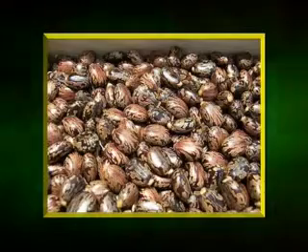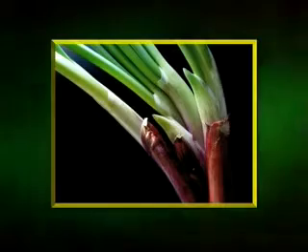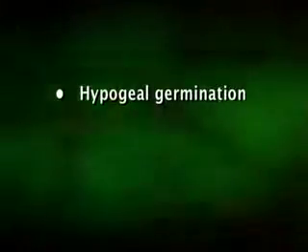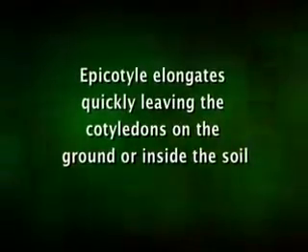Seed germination is usually of two types, epigeal germination and hypogeal germination. When the hypocotyl elongates quickly, bringing the cotyledons in the air, the germination is said to be epigeal. Epigeal germination is seen in many dicots, for example, castor, tamarind, gourds, and rarely in monocots, for example, onion. In hypogeal germination, the epicotyl elongates quickly, leaving the cotyledons on the ground or inside the soil. Hypogeal germination is seen in many dicots like pea, gram, and in most of the monocots.